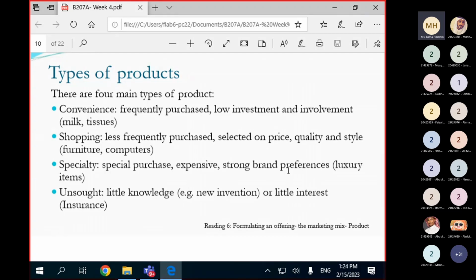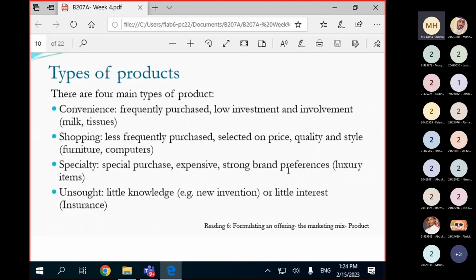Shopping products. Just like the name implies, shopping products are products that you shop for, that you ask about, that you compare. If you want to buy a TV, you compare between option A and option B. You might spend 2 months looking for the right TV for you. Will you spend 2 months looking for the best bottle of milk? No, you will not. All right. So this is the difference. When you shop, it means you are comparing offerings between each other.